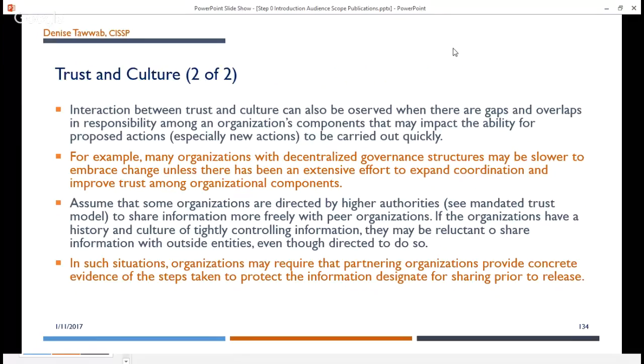Assume that some organizations are directed by higher authorities, for example, in a mandated trust model, to share information more freely with peer organizations. If the organizations have a history and culture of tightly controlling information, they may be reluctant to share information with outside entities, even though directed to do so. In such situations, your organization may require that partnering organizations provide concrete evidence of the steps taken to protect the information designated for sharing prior to releasing that information.